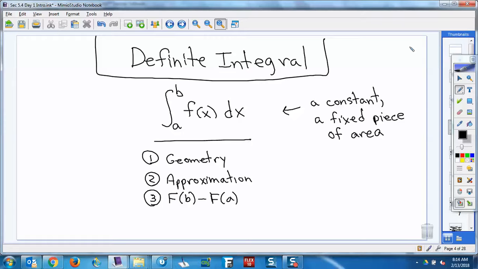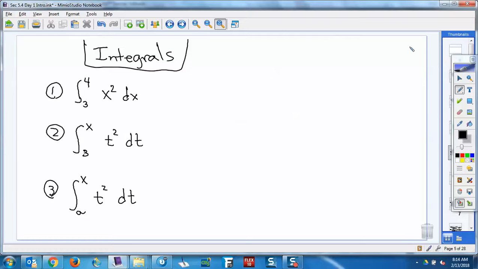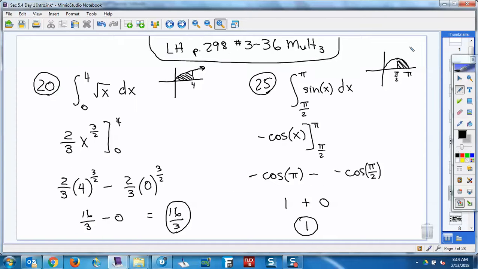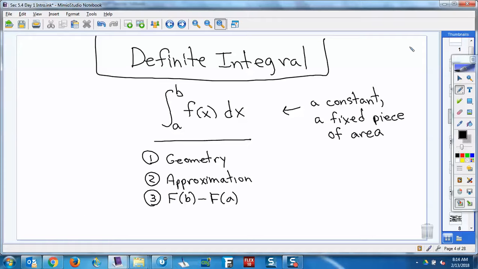So backing up to the beginning of chapter 5, that was where we did a definite integral. Tomorrow, if you remember what we did, let me jump ahead. I'll have this back up here if you want to copy this down. When we started in section 5.1, it was finding areas geometrically. So we had a picture like this, and we could just find areas. Do the integral from 2 to 6, and then we would have geometric areas. And then we had those formulas for splitting up the integrals. So we started this chapter trying to find, with this idea of a definite integral, a fixed piece of area, a constant.